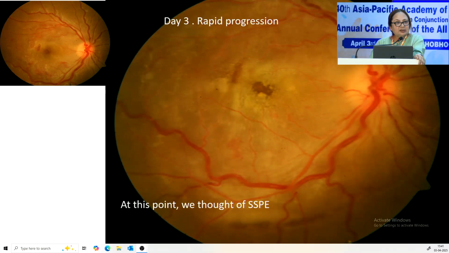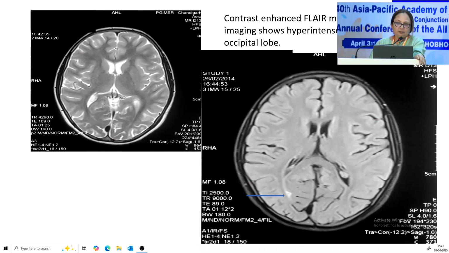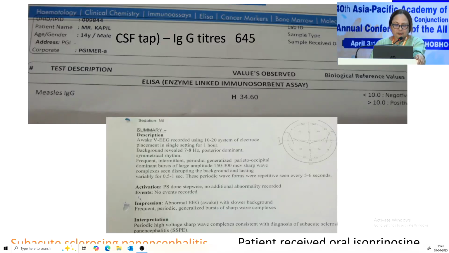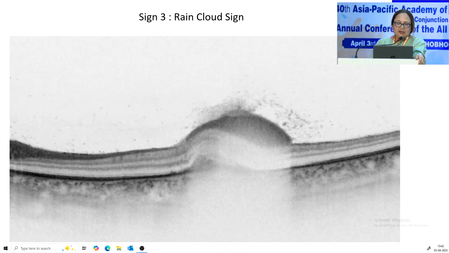This is a classic case of SSPE, which is by and large misdiagnosed, and it can be very harmful. You have to do MRI, the brain lesions, EEG is abnormal, and generally these patients die within 3 to 4 months of the diagnosis. So the third sign, which is again not to be mistaken for uveitis, is the rain cloud sign. Now this is the patient. You see it looks like retinitis.